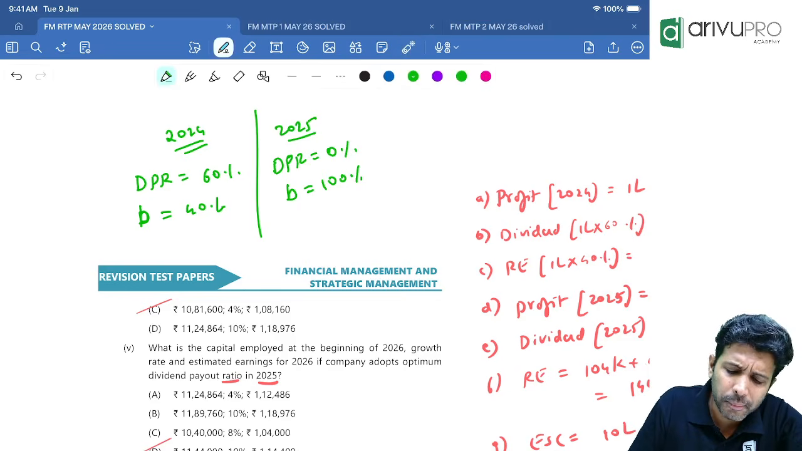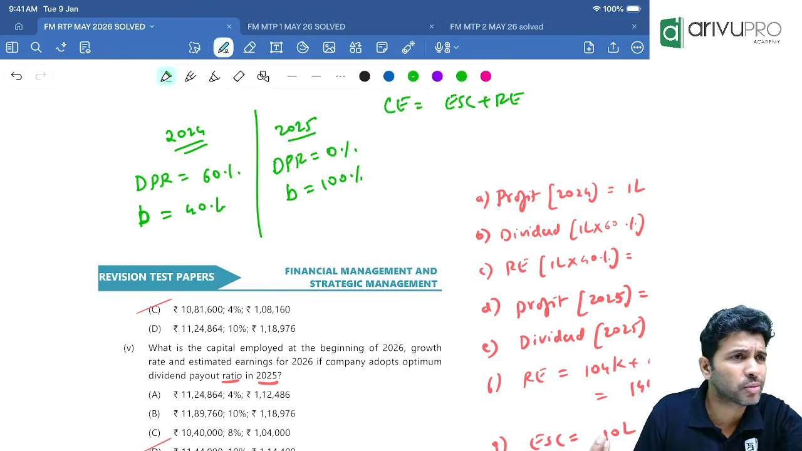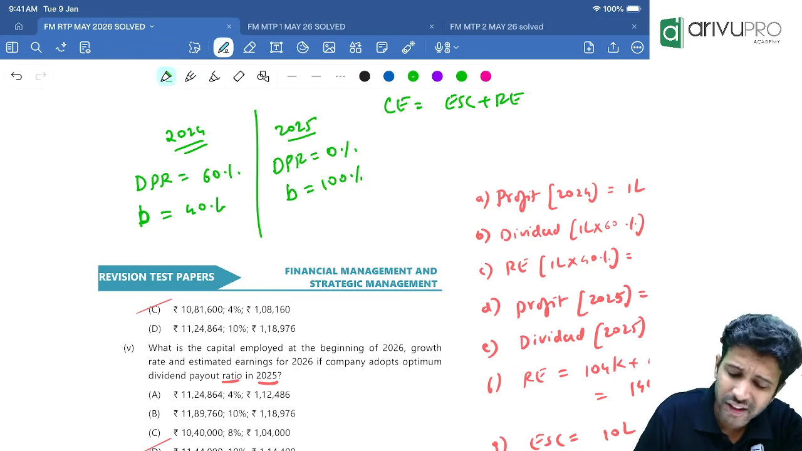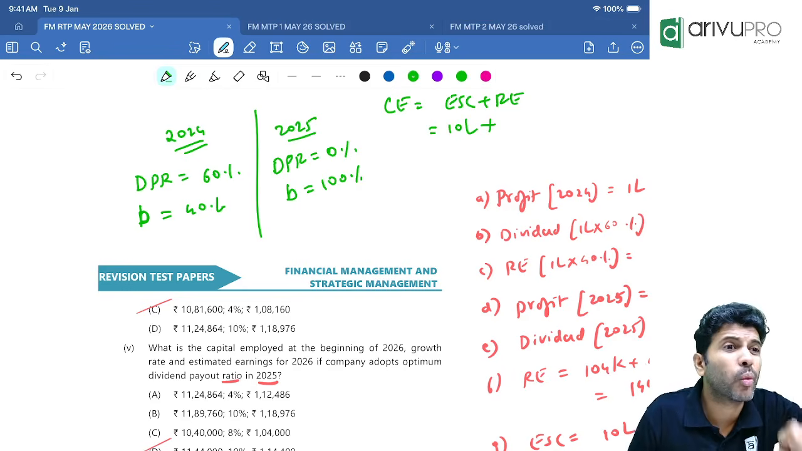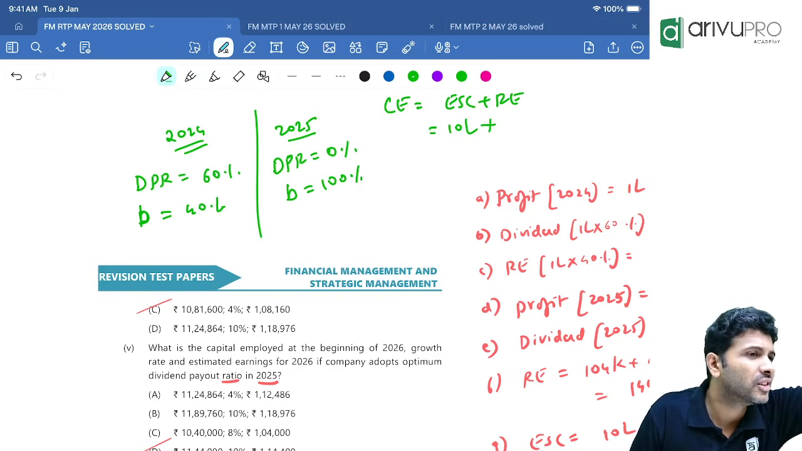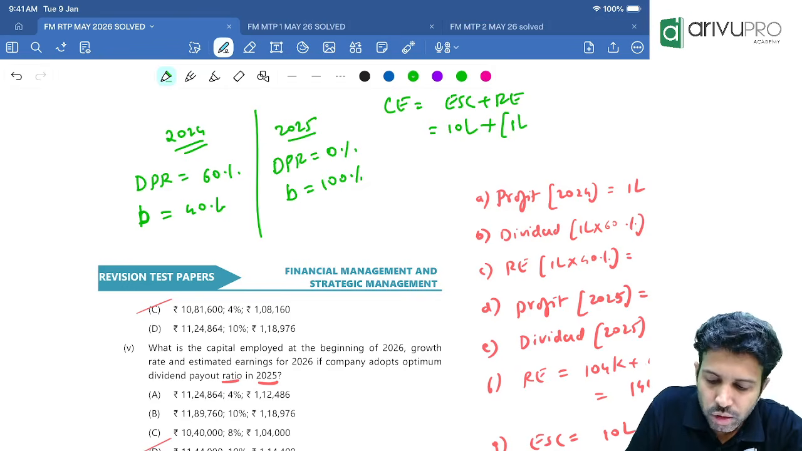And now, they ask capital employed. Sir, how do you get capital employed? Equity share capital plus retained earnings, because we don't have debt here. We don't have preference shares. Equity share capital, you already know. How much? 10 lakh. Retained earnings. We have 1 year ka retained earnings or 2 years ka? 2 years ka. First, 2024.